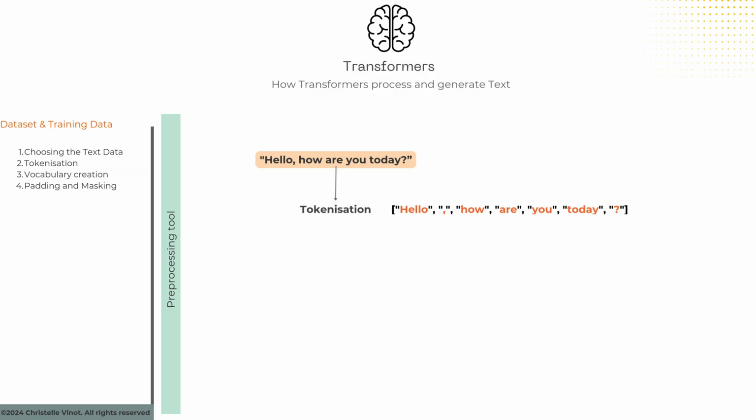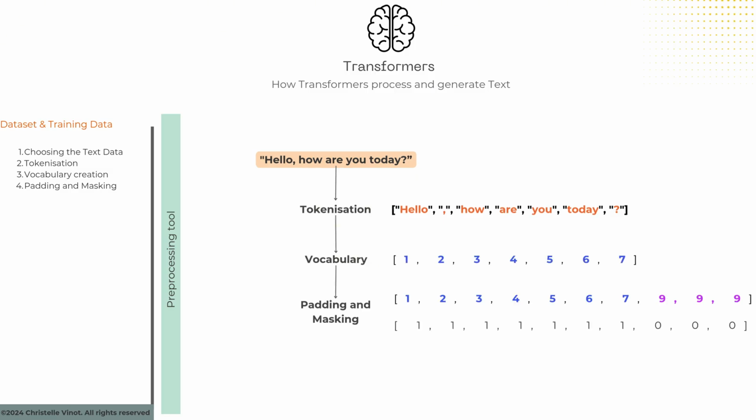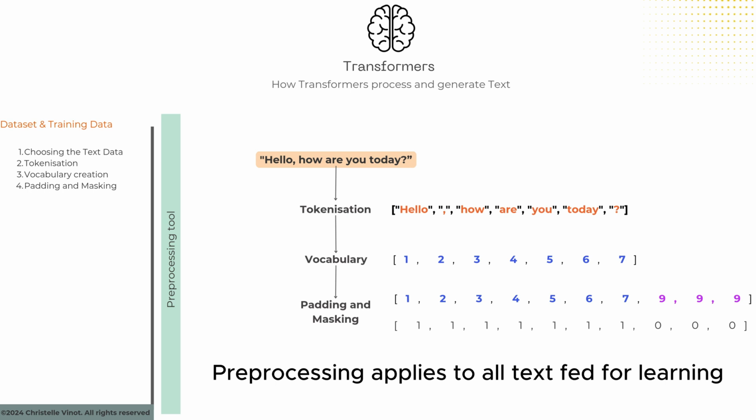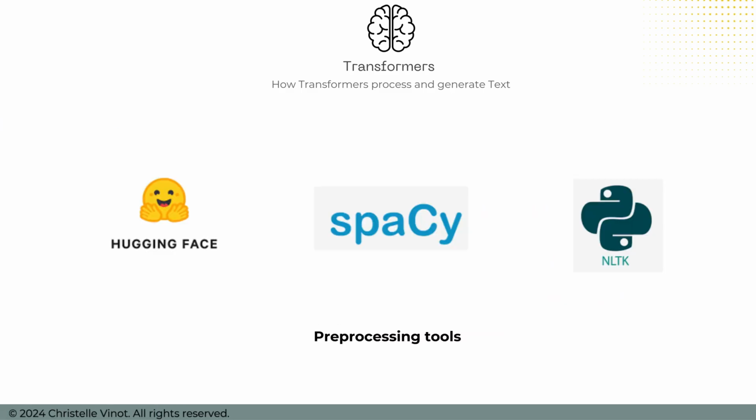With these steps, our pre-processing is complete for the sentence "Hello, how are you today?" These principles apply to all text data fed into the model. If you are interested in exploring pre-processing tools further, you can check out resources like Hugging Face, spaCy, and NLTK.